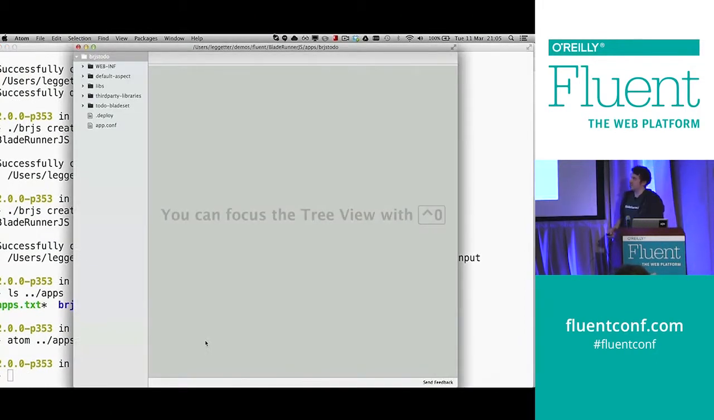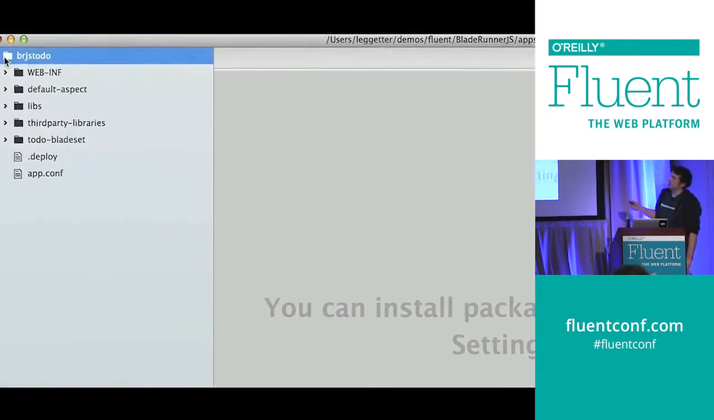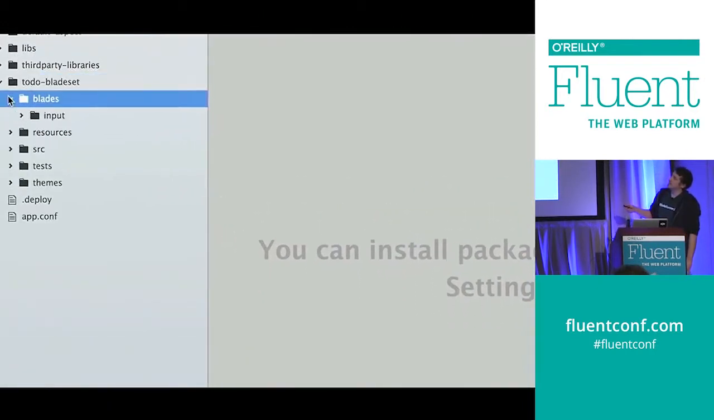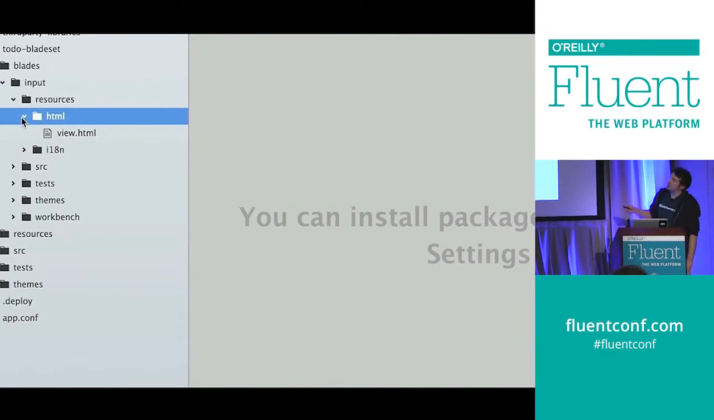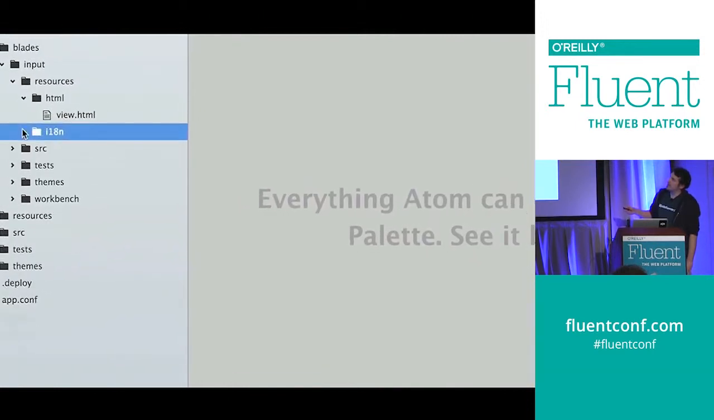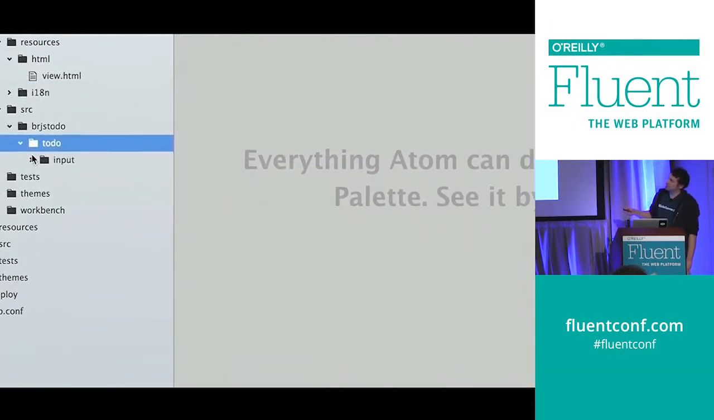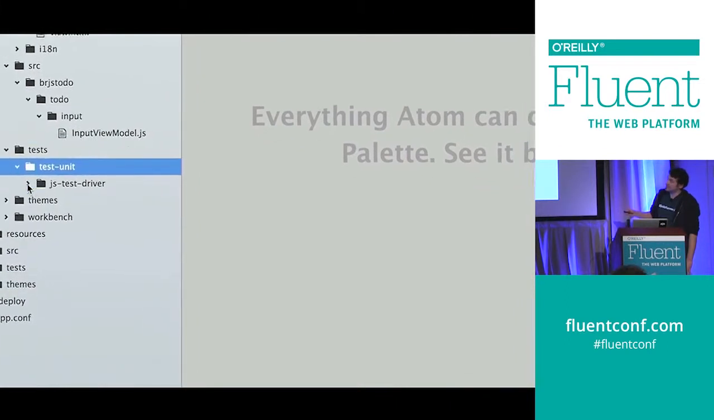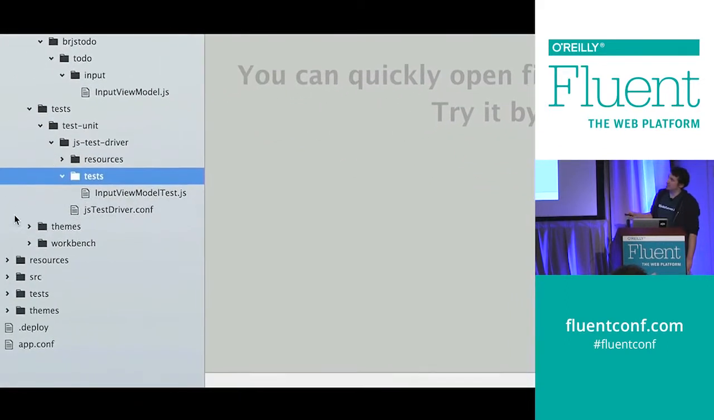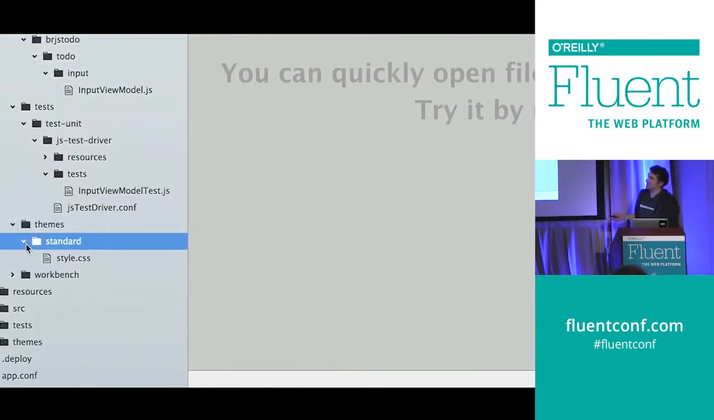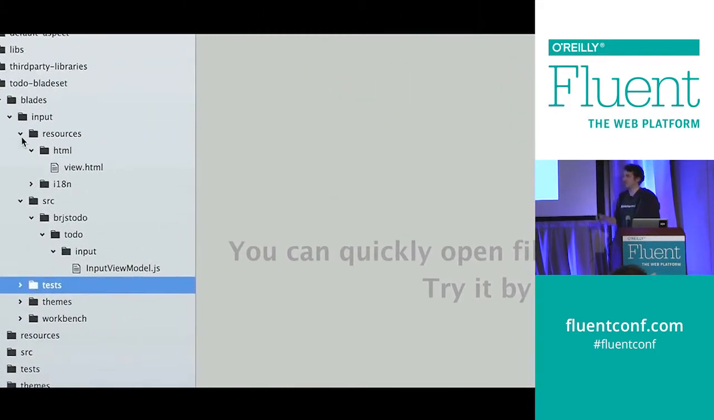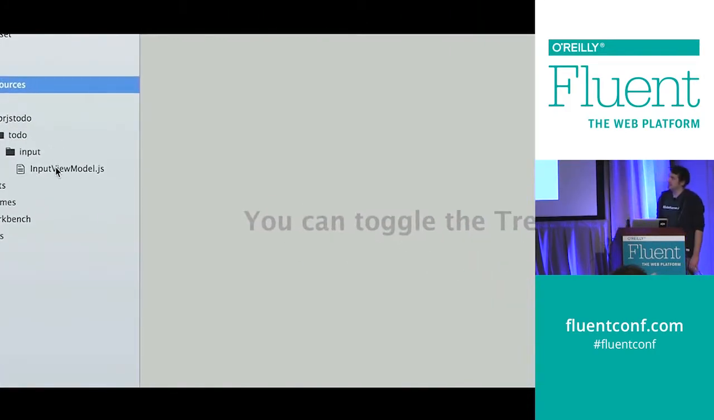I'm going to open up my very trendy new editor, GitHub Atom, and I'm going to go in here, into blade, input, and you'll see we've got all our assets together. HTML, I18N, source, so JavaScript, the tests, and themes. This is a bit jumpy, isn't it? And here we've got our CSS. So everything related to that piece of functionality located together.